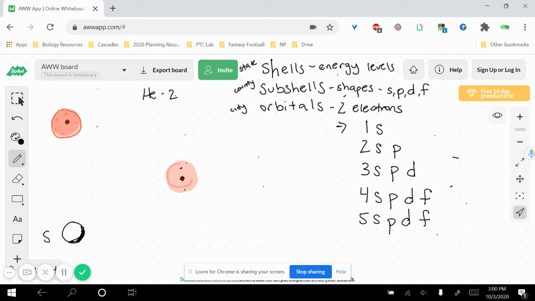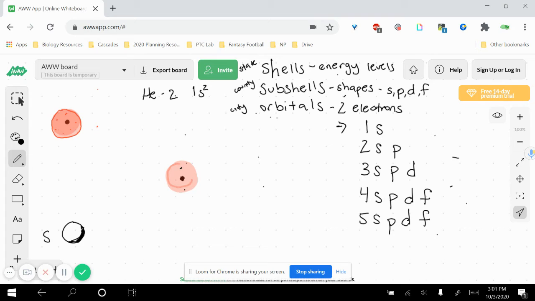So we would write this as 1s2, because we're in the first level, the first shell, we're in the S subshell, and we fit 2 electrons into that orbital. So that's an easy example for helium. But what happens if we want to fit more electrons? How are we going to do that in terms of where these electrons are going to fit?